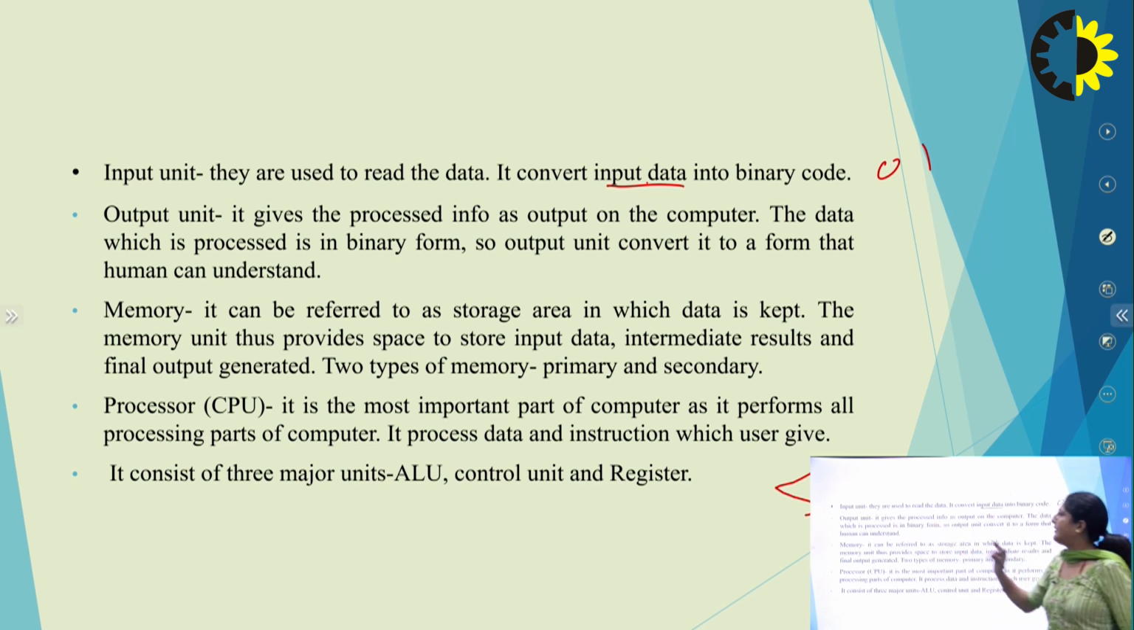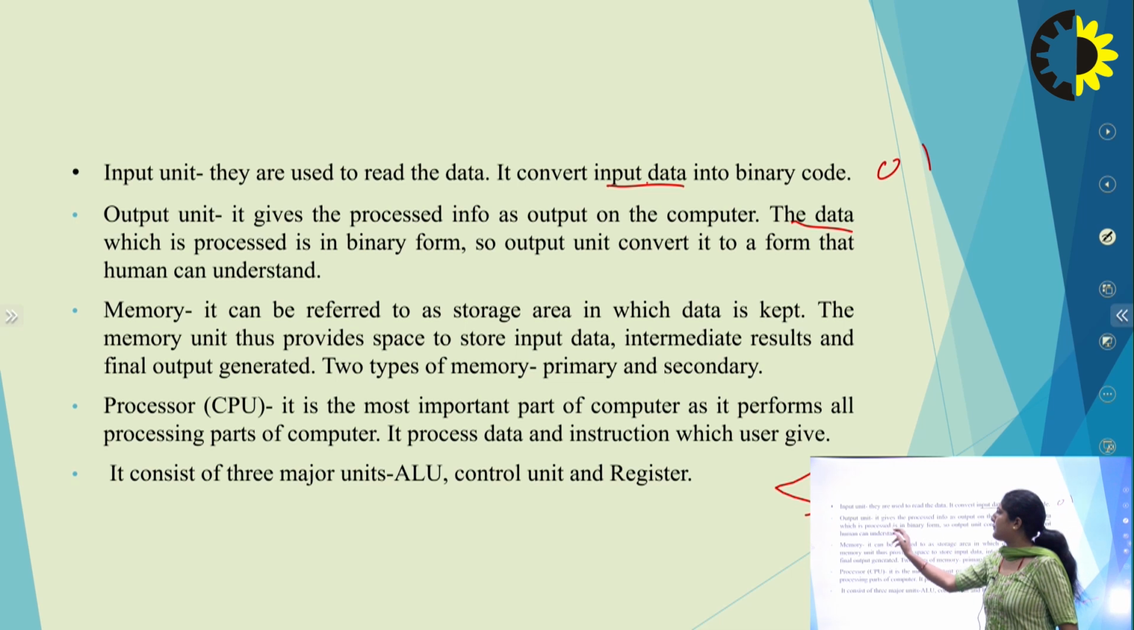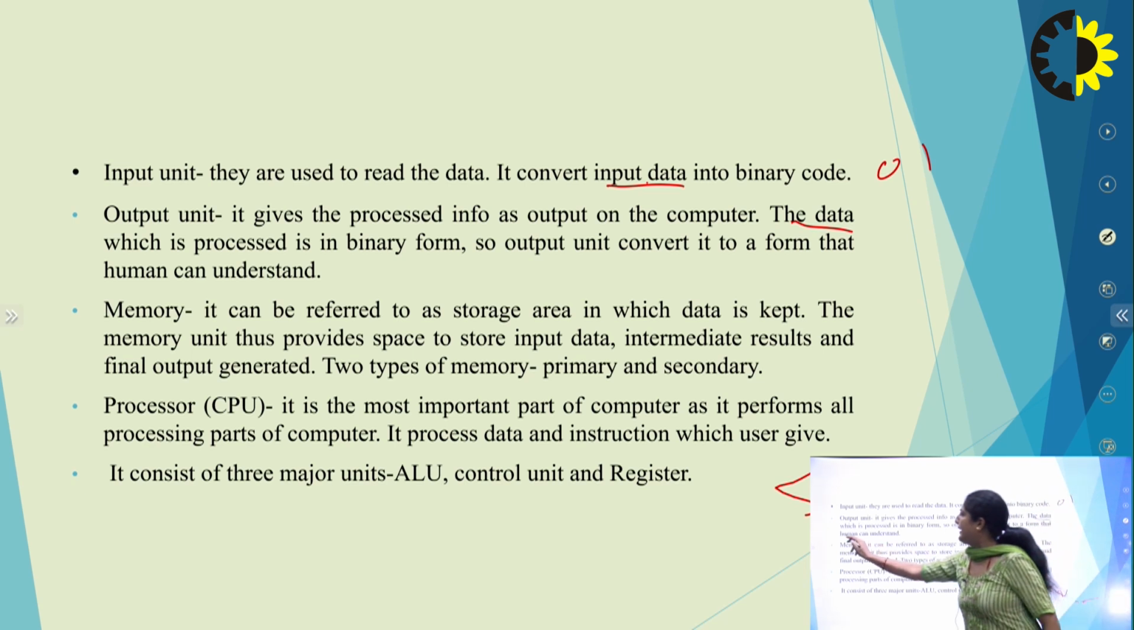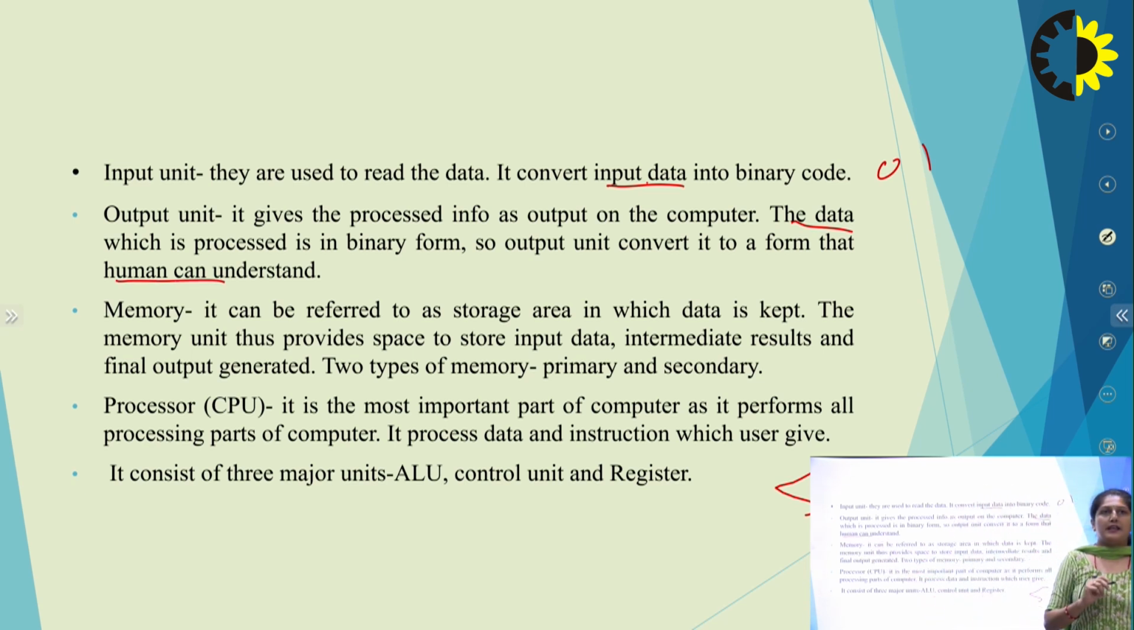The output unit gives the processed information. The data which is processed by the computer with the help of the CPU is given to us by the output unit. The processed data is in binary form, so the output unit will first convert it into the language that humans can understand and give us the output.